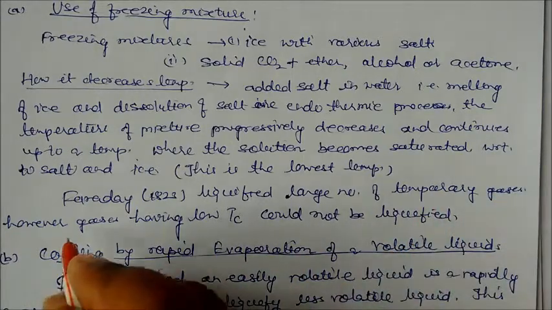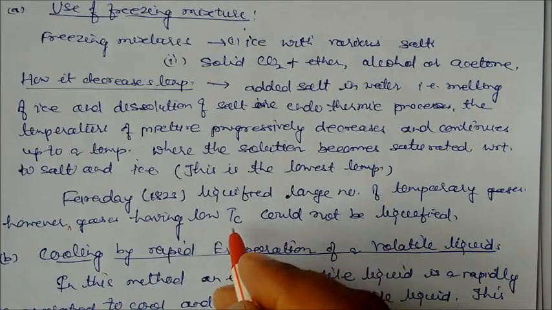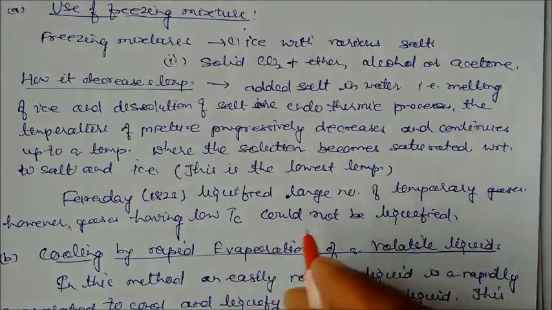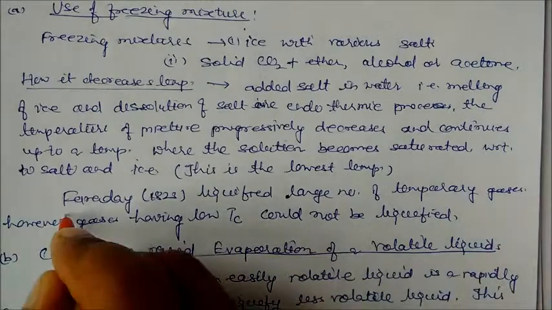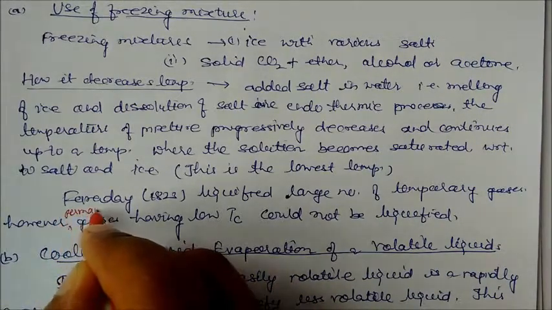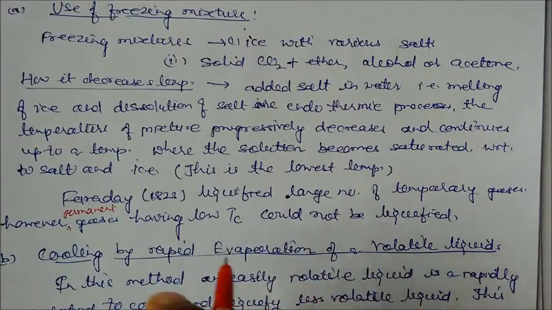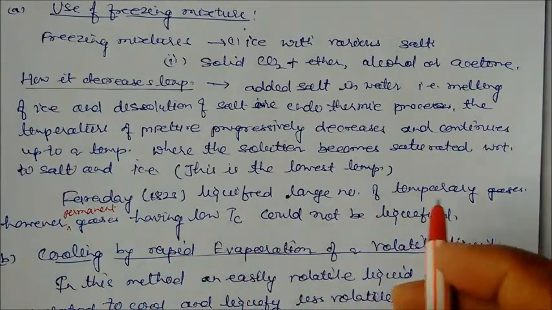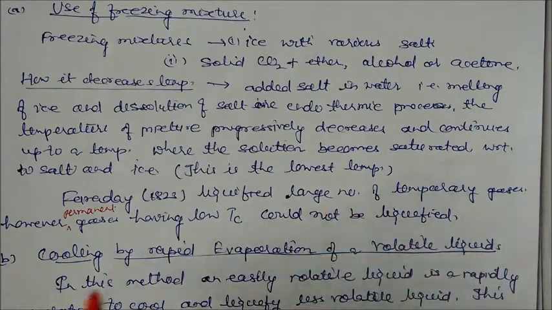and they are temporary gases, but some gases, because they have a low critical temperature, cannot be liquefied. These are your permanent gases. So there are some permanent gases which have a low critical temperature and cannot be liquefied, but there are a large number of temporary gases like sulfur dioxide and carbon dioxide, which can be easily liquefied. So Faraday was using this freezing mixture to cool the gases.